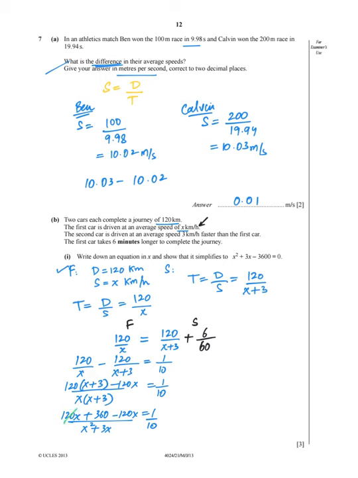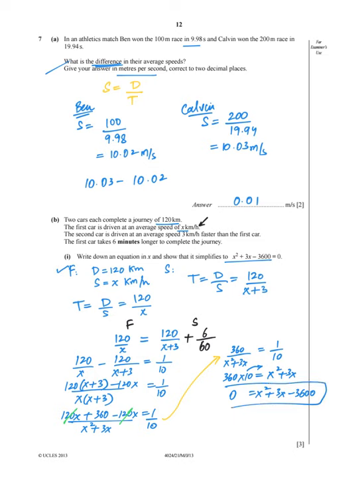So 120x and 120x cancel, and I'm proceeding here with the question. So now it's 360 divided by x square plus 3x equals 1 divided by 10. Now I can start with the cross multiplication, so that will be 360 times 10 equals x square plus 3x. If you shift it to the right side, 360 times 10 will be 3600, and that is your equation which you need to show, and we have shown this equation.